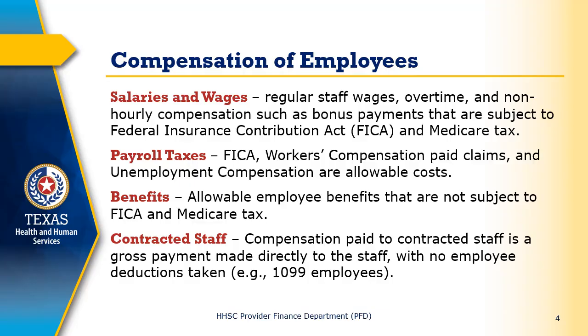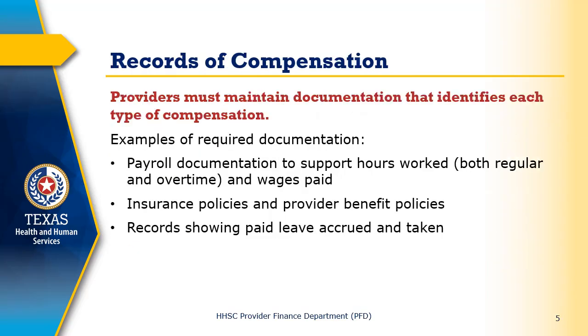For contracted staff, compensation is categorized differently, as these payments are typically gross amounts paid directly to the workers without any employee deductions applied, such as for 1099 employees. Understanding these categories of allowable costs is crucial for ensuring compliance with federal regulations and accurate financial reporting. Let's continue defining key terms.